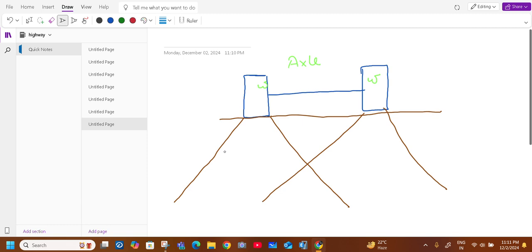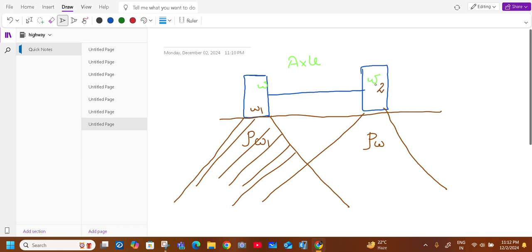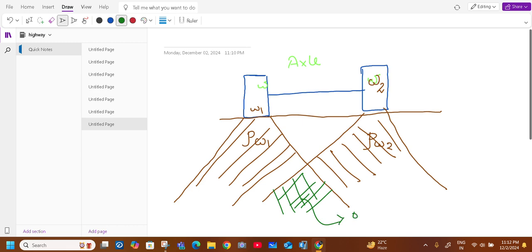Okay, so this part is similar. This is only the single wheel part, pressure due to wheel 1, and this part only, pressure due to wheel 2. But in this case, both pressures overlap. How to calculate this pressure?